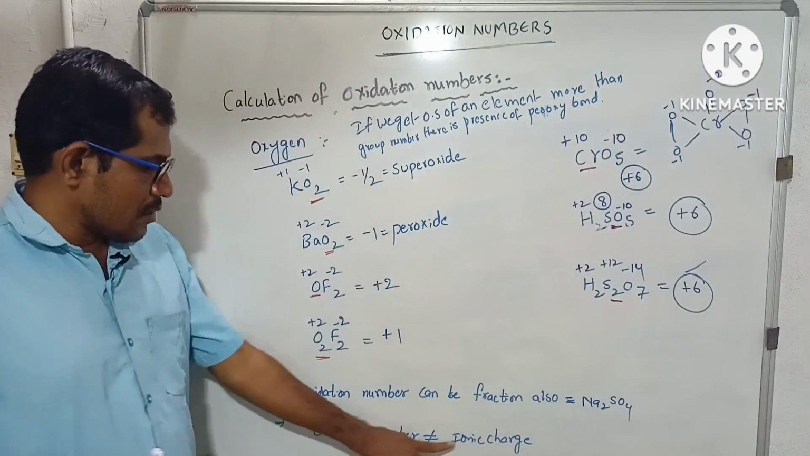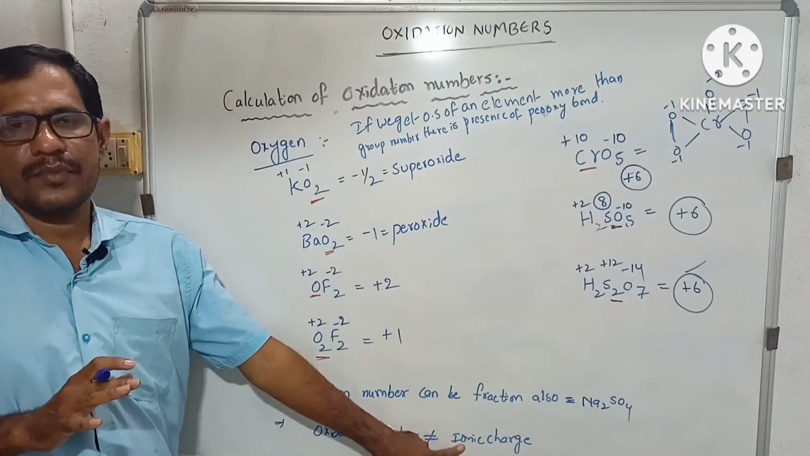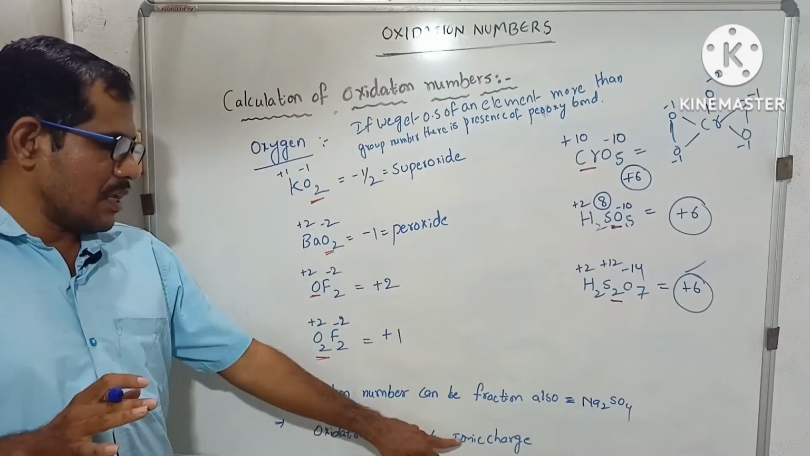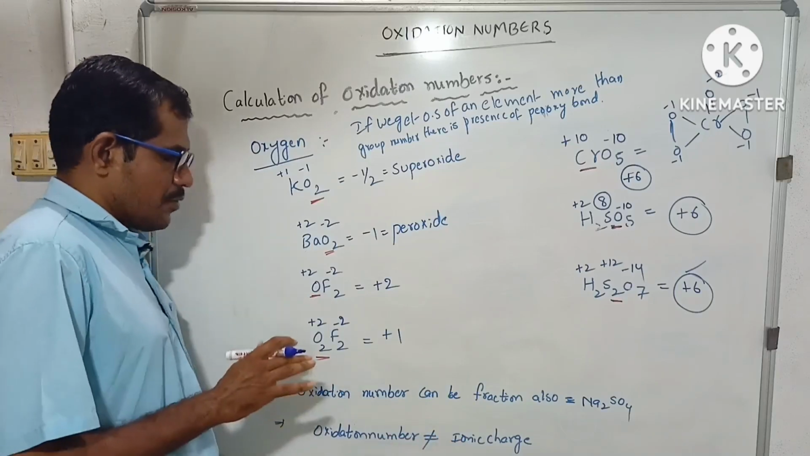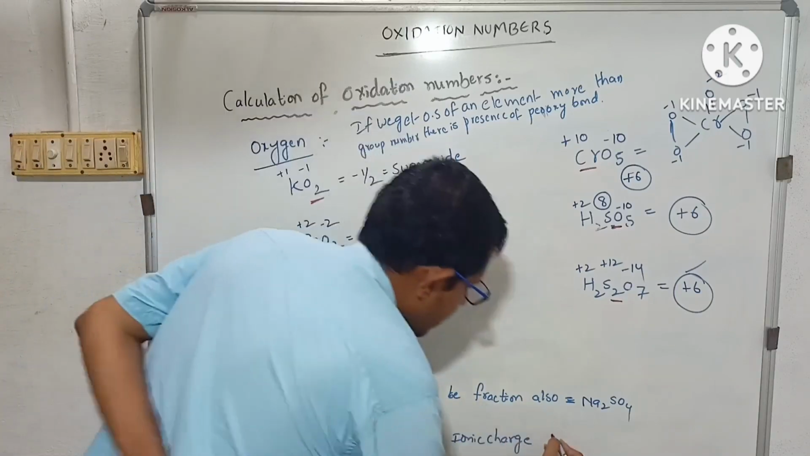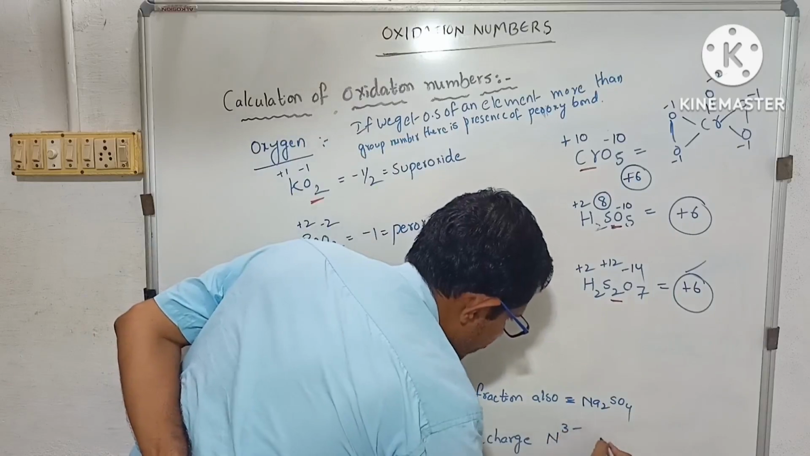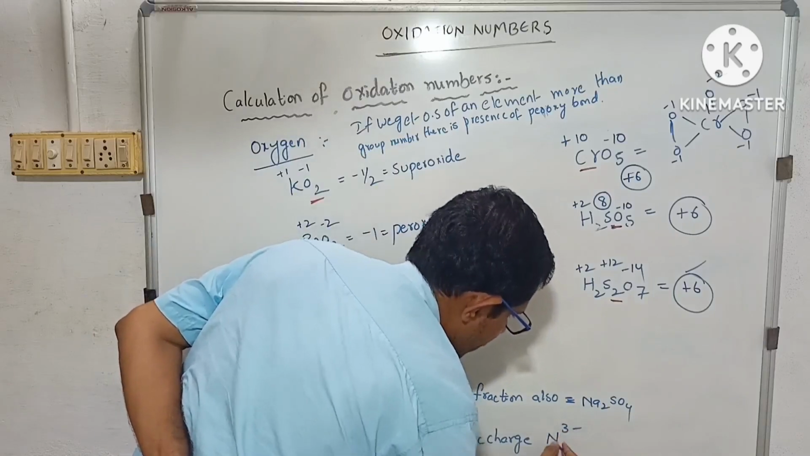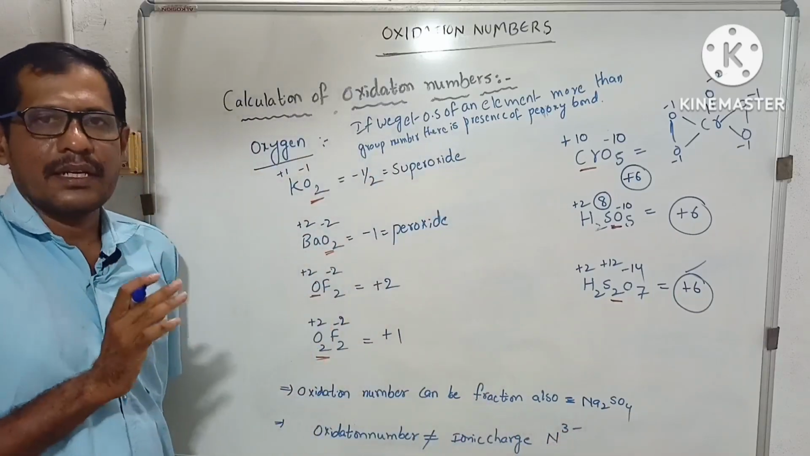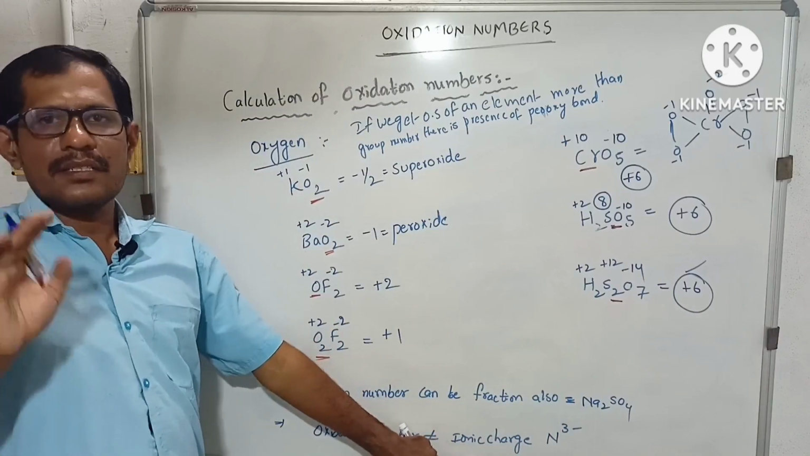And one more thing, oxidation number is not equal to ionic charge. So what is this? Oxidation number is not equal to ionic charge means, right? If you take nitrogen, what is the charge present on it? N3 minus. If you take nitrate ion, the charge is N3 minus.